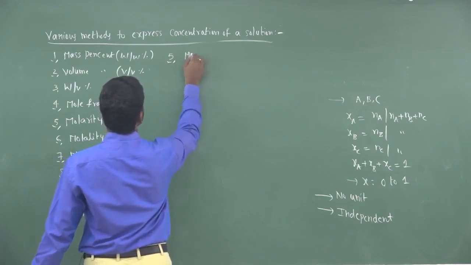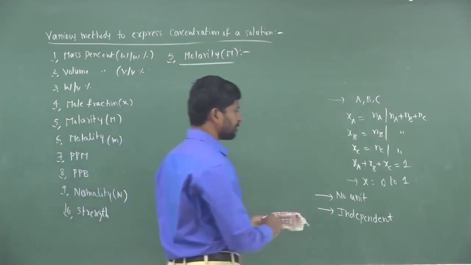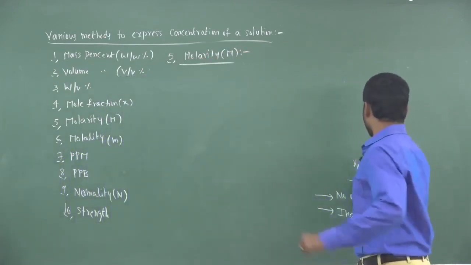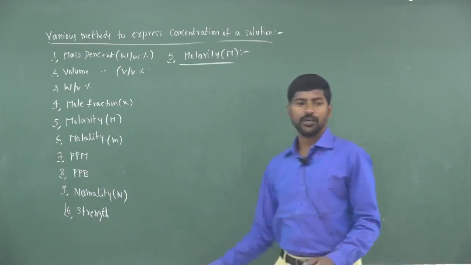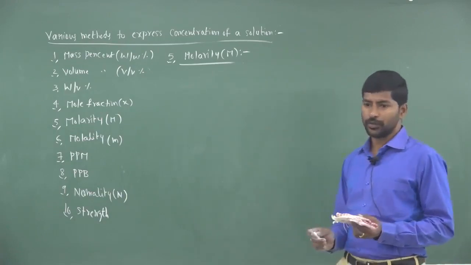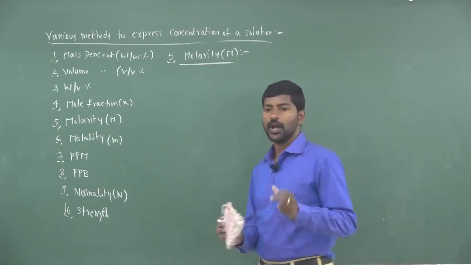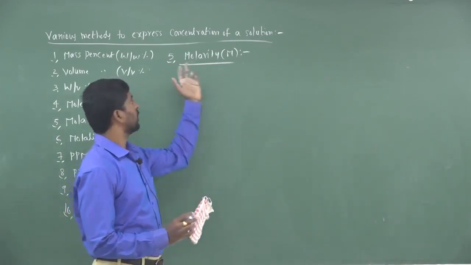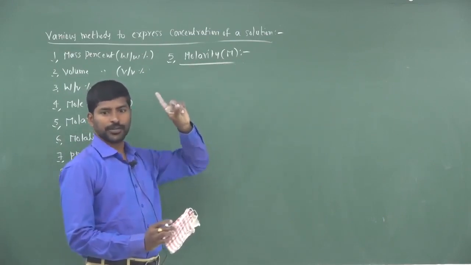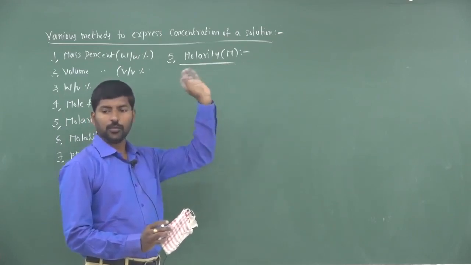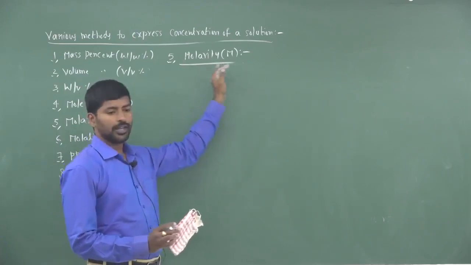molarity. What is molarity? It is the number of moles of solute present in 1 liter solution. If you take 1 liter solution, how many moles of solute are present? Okay, that is called molarity. Or it is the number of millimoles of solute present in 1 ml solution. If you take 1 liter, how many moles are present? If you take 1 ml, how many millimoles are present? Okay, that is called molarity.